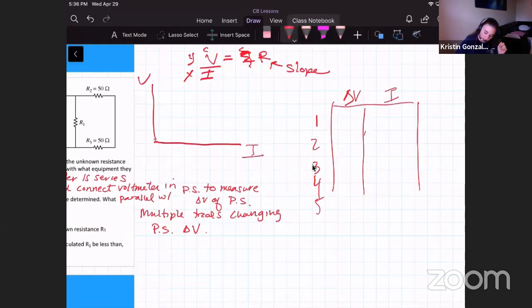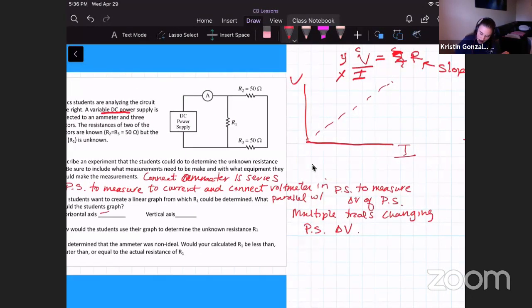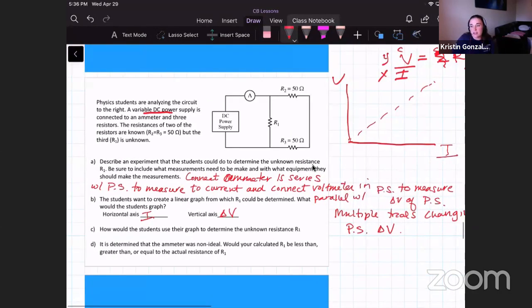So we're going to get a nice straight line, right? So what are you going to graph on the horizontal? We're going to graph the current. And on the vertical, we're going to graph that potential difference. And then how would we use their graph to determine the unknown resistance? Okay, so I'm going to give you one more second to think about that.